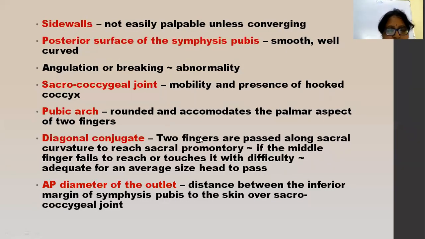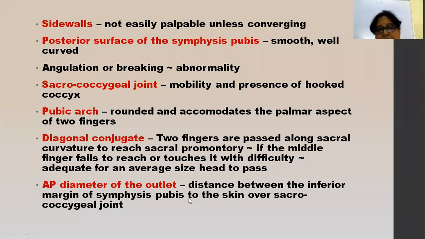Next, the diagonal conjugate. I have just told you how to look for the diagonal conjugate, where the two fingers are passed along the sacral curvature to reach the sacral promontory. Normally, you cannot palpate the sacral promontory, which means that the diagonal conjugate is adequate. If the middle finger fails to reach or touches it with difficulty, then it is adequate for an average size of head to pass through the pelvis.